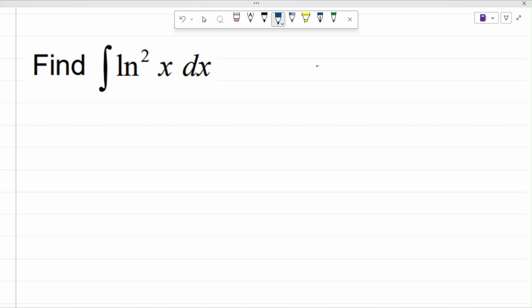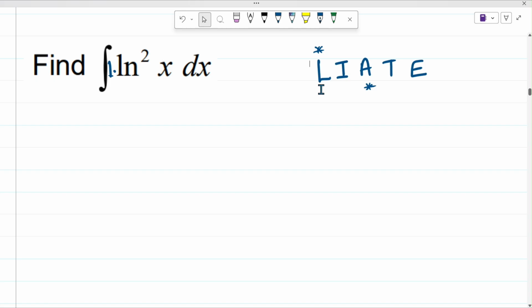Okay, we're still going to use LIATE. The LIATE rule is very, very important every time you are using integration by parts. So we've got two functions here. What is the other function? The other function is 1. So we've got 1 there. Remember, I said 1 has x to the power 0 and it's part of the algebraic functions. So we've got a logarithmic function, of course, and an algebraic function here.